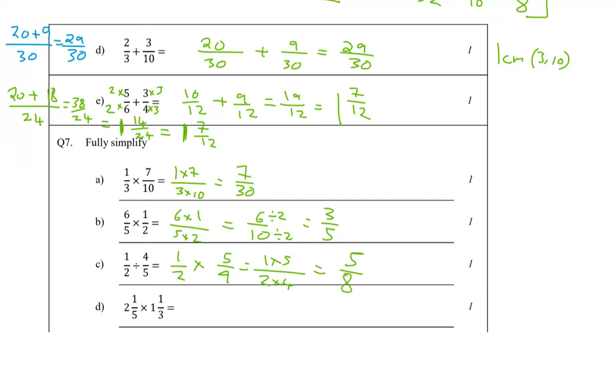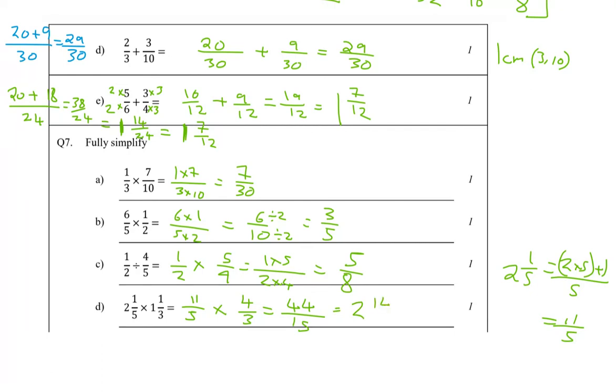Now these are mixed numerals, so I'm going to show you how to convert a mixed numeral to an improper fraction. We do 2 times 5 plus 1 all over 5, that gives 11 over 5. So we've got 11 over 5 multiplied by 4 over 3. So we just multiply straight out, that gives 44 over 15. How many 15s in 44? Well, 1 15 is 15, 2 15s are 30, 4 15s are 45, so we have 2 and 14 over 15.